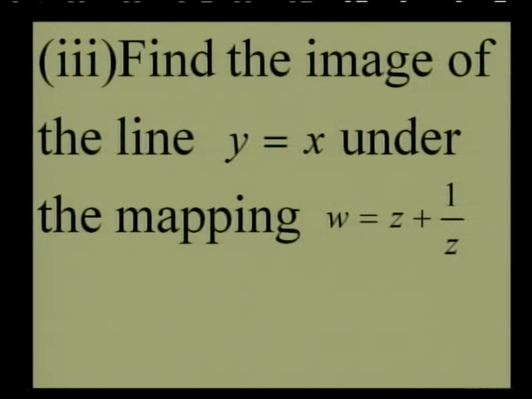Find the image of the line y equals x under the mapping w equals z plus 1 by z. Exactly the same way we have simplified here for w equals z square, we find w equals z plus 1 over z. Put z as x plus iy plus 1 over x plus iy, simplify, find u and v, and then put y equals x. By eliminating, you will find the image.